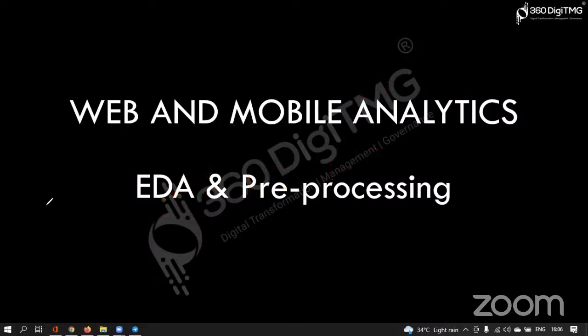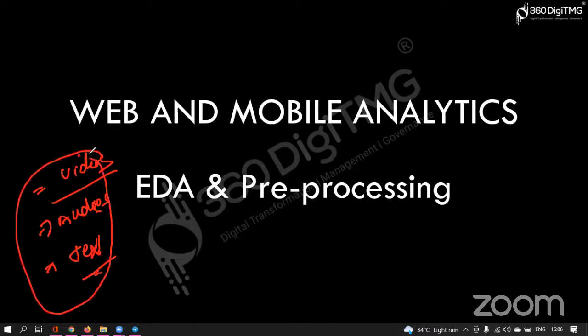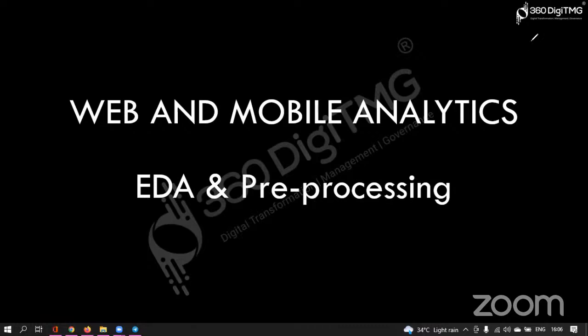When it comes to unstructured data, we have videos. The data that you can't represent in a tabular manner, we call unstructured data. For example, you can take videos, audios, or text as well. These all come under unstructured format. So we will have different pre-processing techniques for structured as well as unstructured data.